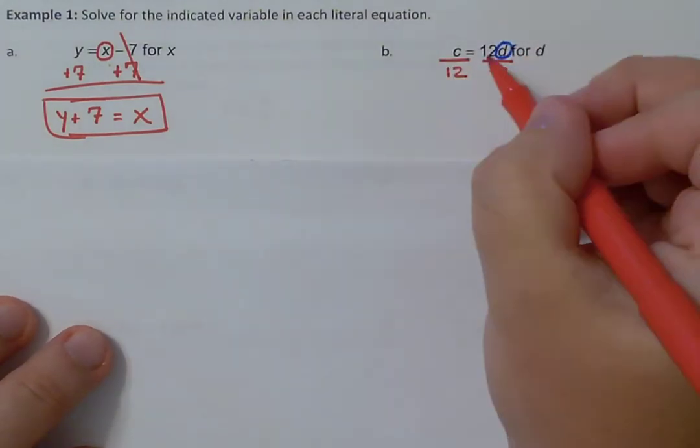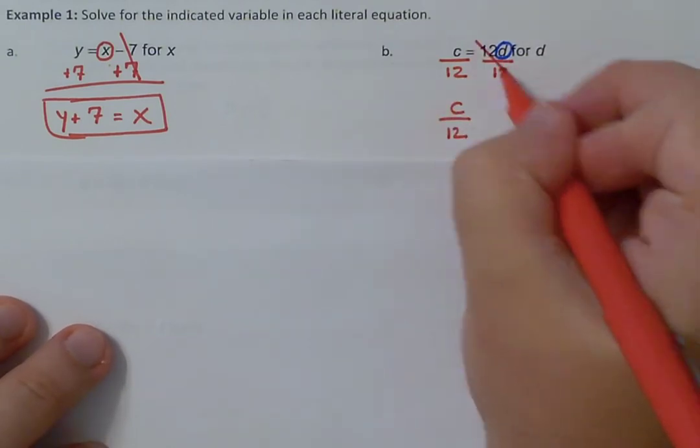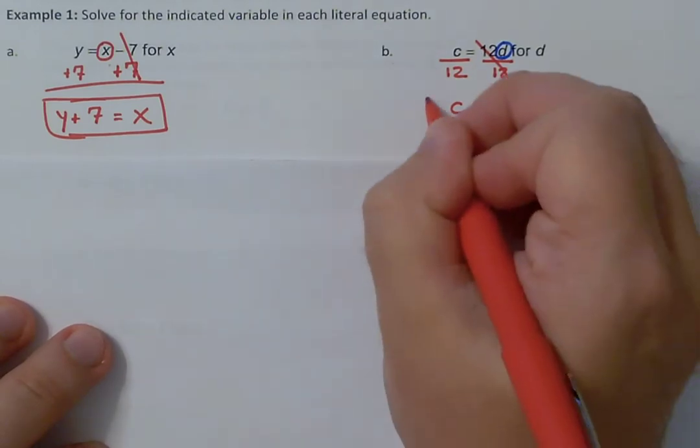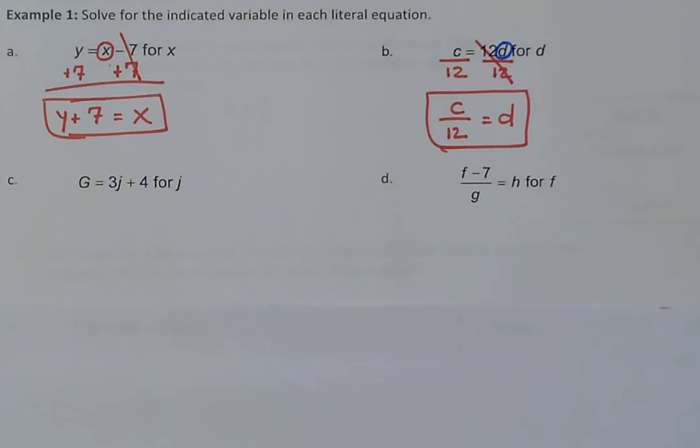When I do that, I get C over 12 on the left. The 12s cancel out on the right, and I'm just left with D. D is now isolated, and that is my final answer: C over 12 equals D. All right, so those are a couple of one-step solving problems. Now we're going to ramp it up to two-step solving for our next problems.